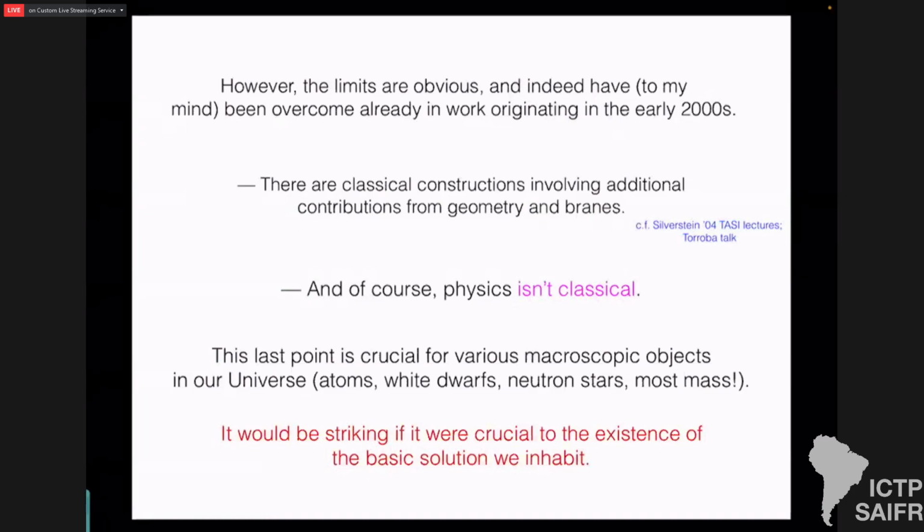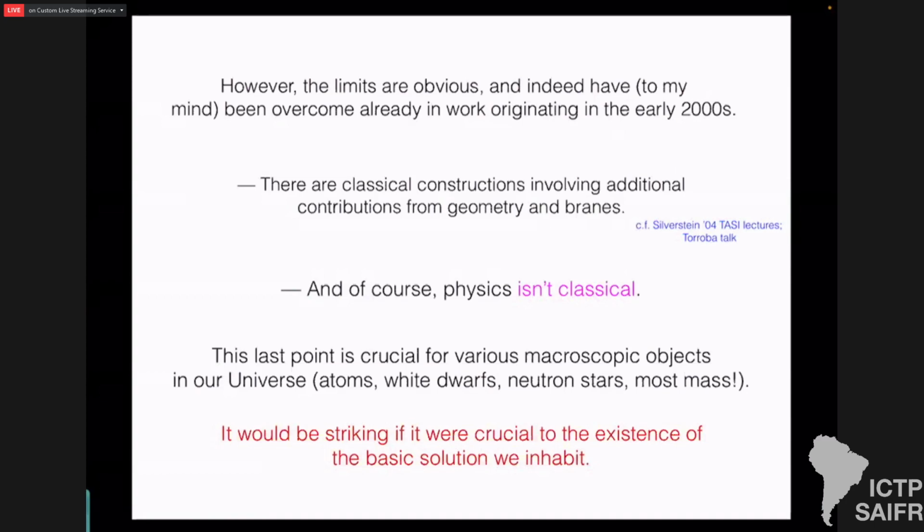And of course, physics isn't classical, and it's hard to stress that enough. That last point isn't only a subtlety that matters for complicated microscopic physics, it matters for macroscopic objects in our universe. On the scale of strings, atoms are macroscopic. It certainly matters for those. It matters for white dwarfs and neutron stars, some of the biggest objects we know. It matters for most mass in the universe. So the quantum effects can be crucial.